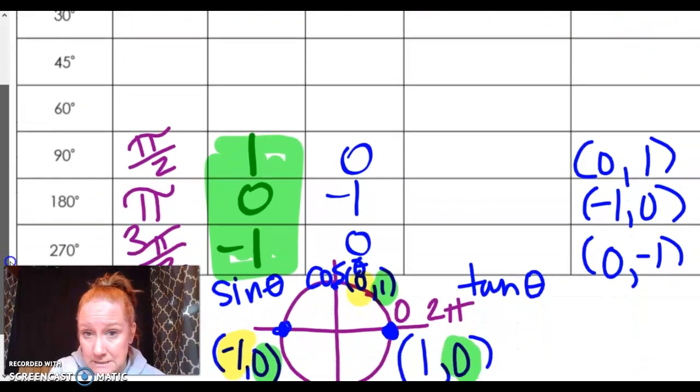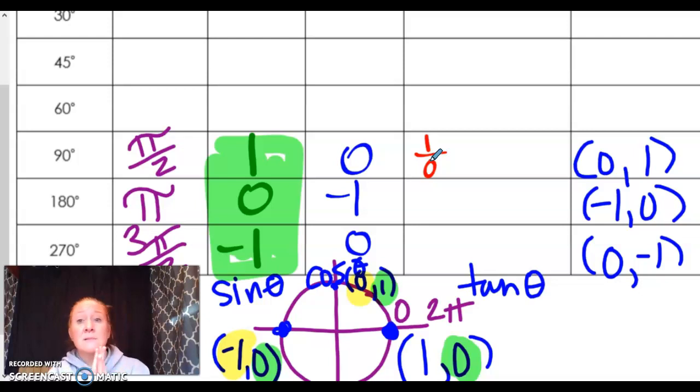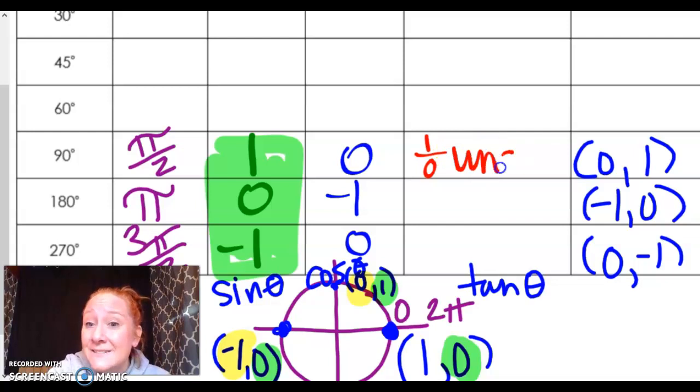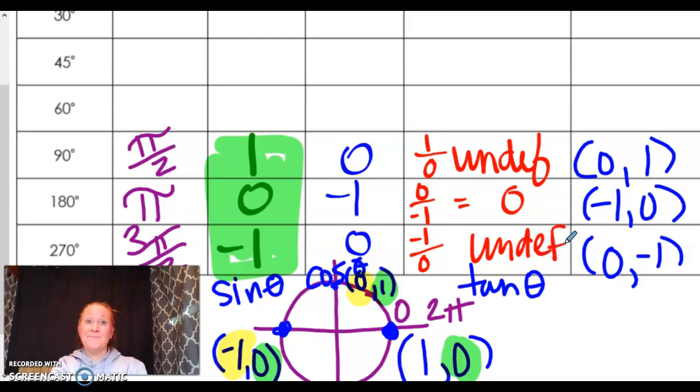Now the next one, it's going to be y over x, so that's 1 over 0. However, you can't do that. What do you call it when 0 is on the bottom? Undefined. Okay, this one is going to be 0 over negative 1, which is just 0. This one is going to be negative 1 over 0. You can't do that, so undefined there.